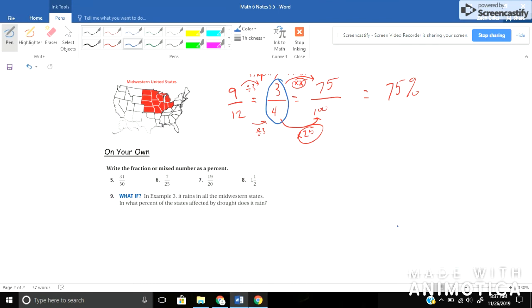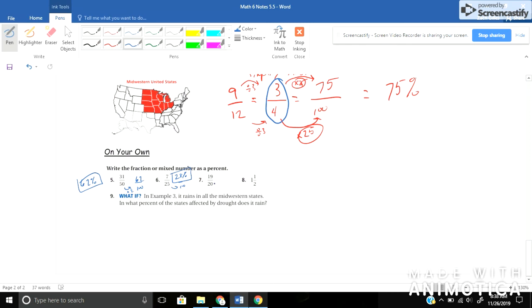Okay, number 5. You just need to multiply by 2 to get to 100. So 31 times 2 would be 62, which would give you 62% for number 5. Number 6, multiply by 4 to get to 100. So multiply by 4 on top will give you 28 over 100, which is 28%.